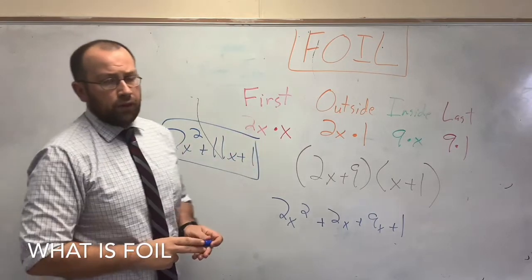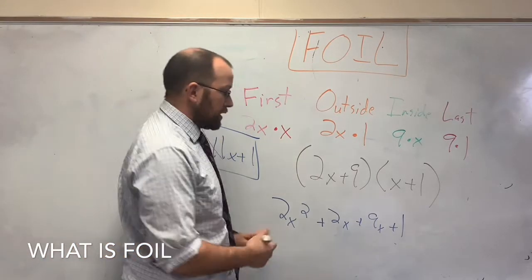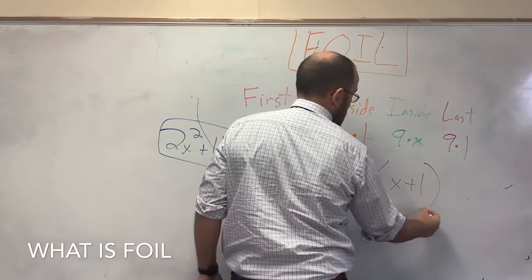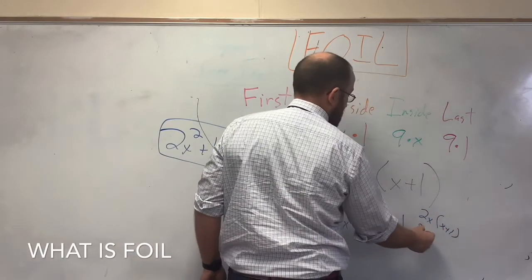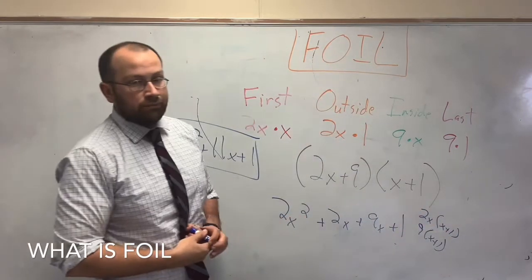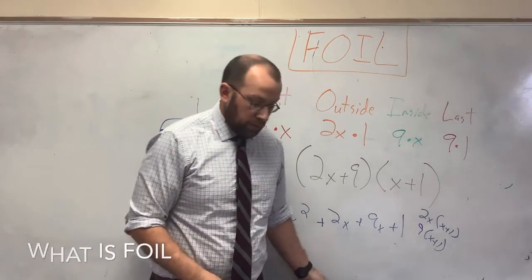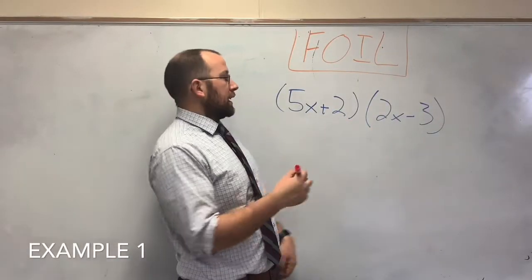And that is how you FOIL. It is basically just a distribution problem. If you want to break it into two separate distribution problems, it would be 2x times x plus 1, and then 9 times x plus 1, and then you just combine them. That's FOIL. We're going to do a bunch more of them.